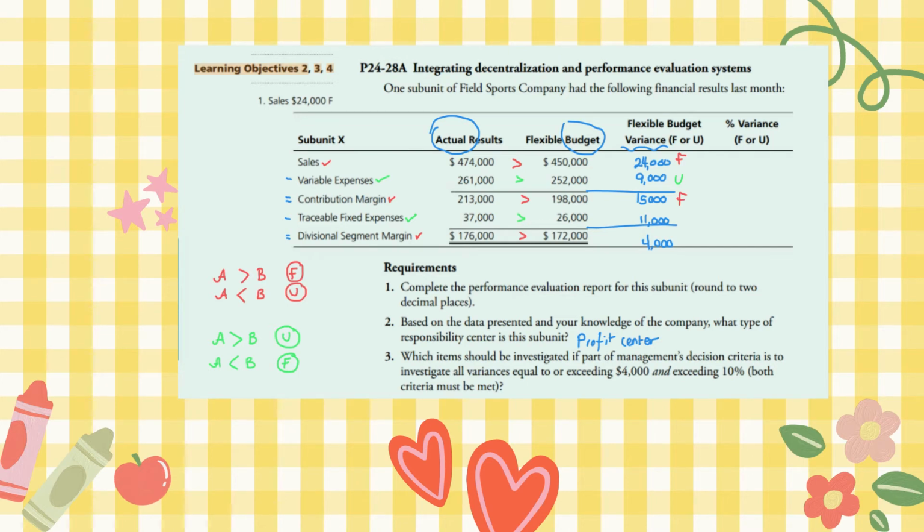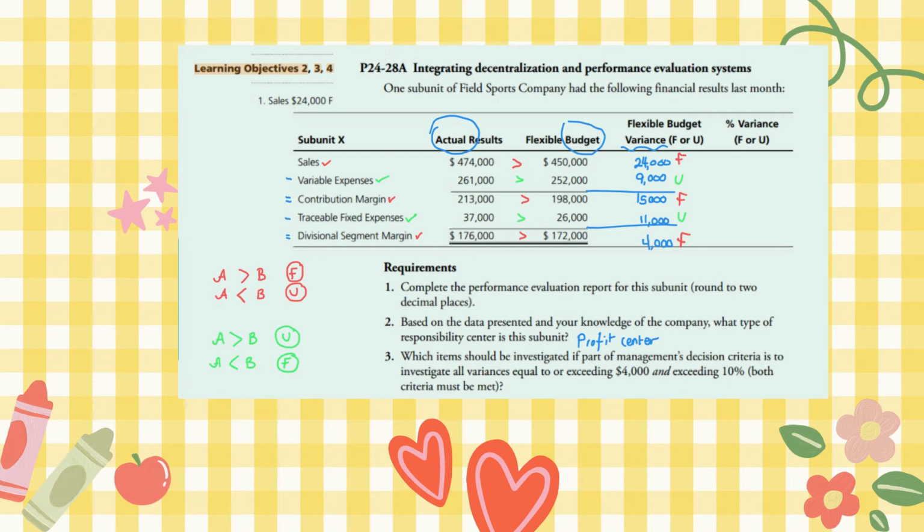For fixed expenses, I expected to pay $26. I paid $37. I paid more, so it's gonna be unfavorable. For divisional segment margin, I expected to get 172, I got 176, I got more. So it's gonna be favorable variance.